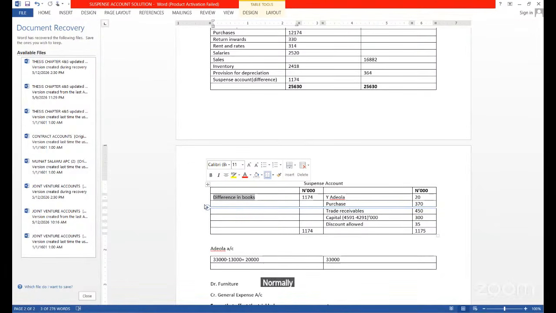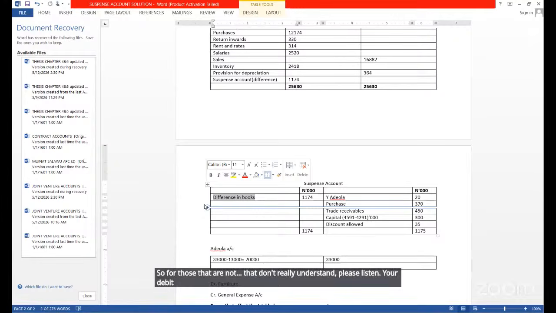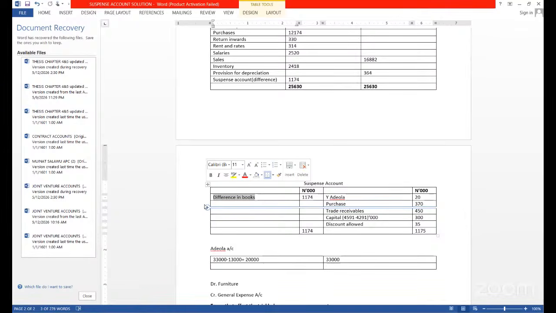Normally, you record it on the debit side. You debit purchases. So for those that don't really understand, please listen. You debit purchases, and do what? Credit sales? No.